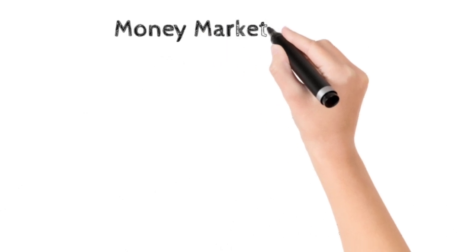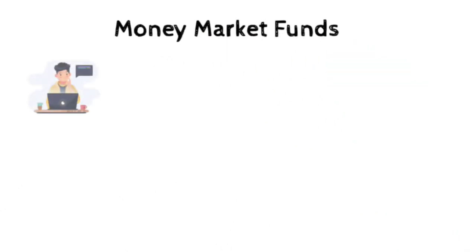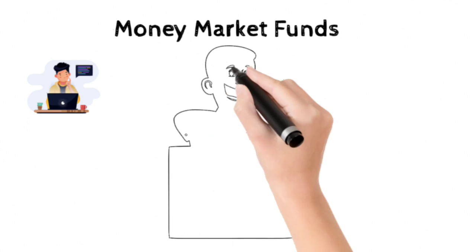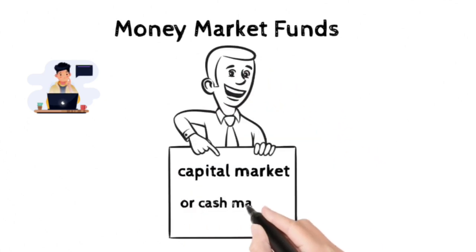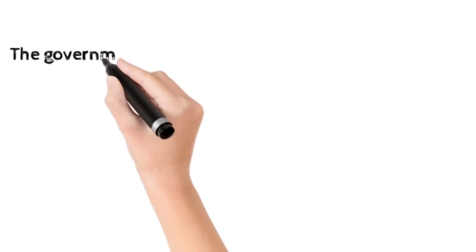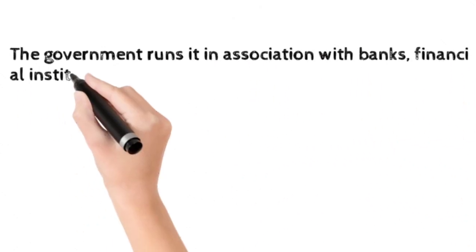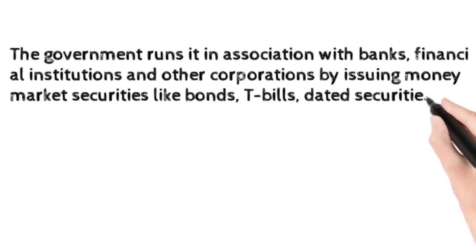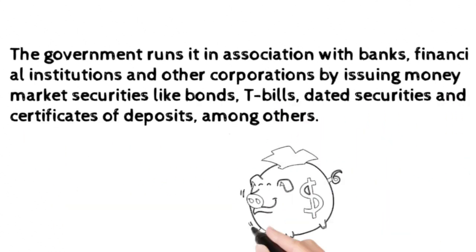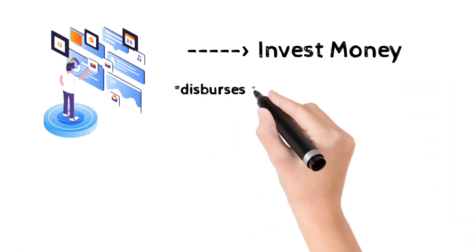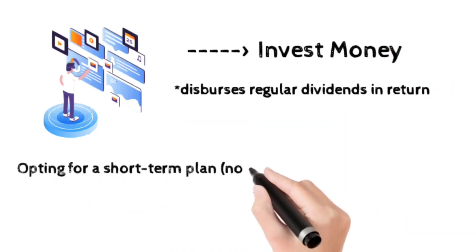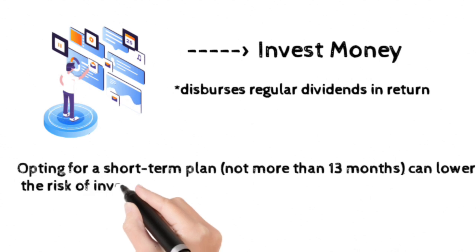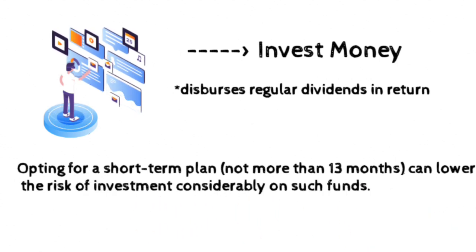Money market funds. Investors can also invest their money in the money market, also known as capital market or cash market. The government runs it in association with banks, financial institutes and other corporations by issuing money market securities like bonds, dated securities and certificates of deposit, among others. The fund manager invests your money and gives regular dividends in return. Opting for a short-term plan can lower the risk of investment considerably on such funds.